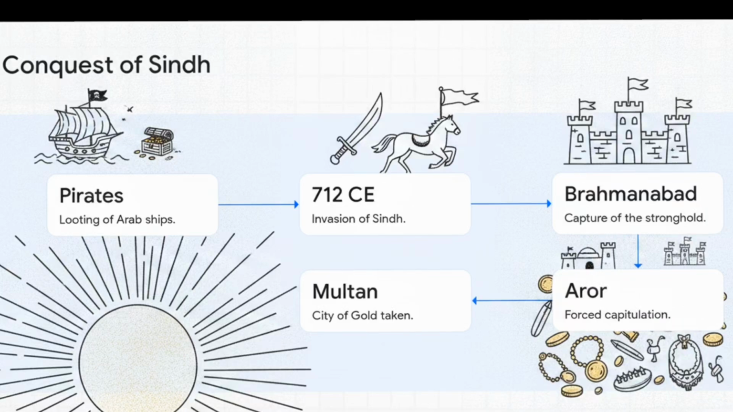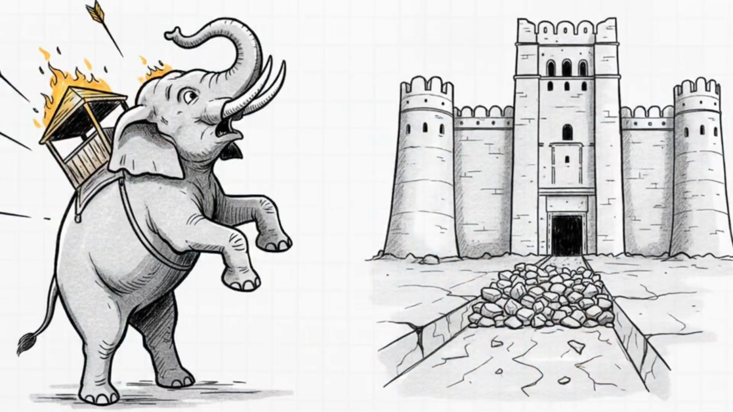This led to the systemic capture of key regional strongholds, eventually culminating in the incredibly wealthy city of Multan, often called the City of Gold. Historical accounts explain that this Arab military victory was secured not just by sheer force, but through some highly specific battlefield tactics. Qasim strategically recruited Dahir's local political rivals to bolster his own forces.